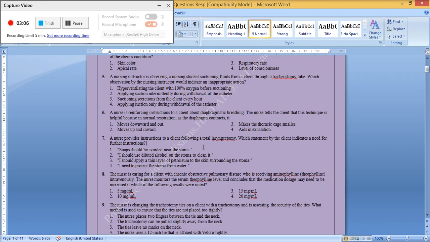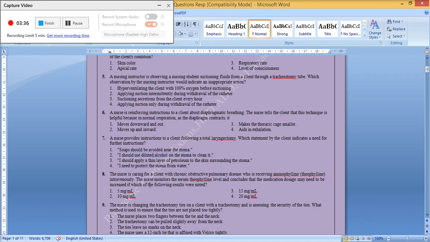The nurse provides instruction to a client following total laryngectomy. Which statement by the client indicates a need for further instructions? 1. Soap should be avoided near the stoma. 2. I should use diluted alcohol on the stoma to clean it. 3. I should apply a thin layer of petroleum to the skin surrounding the stoma. 4. I need to protect the stoma from water. The correct answer is 2. I should use diluted alcohol on the stoma to clean it.